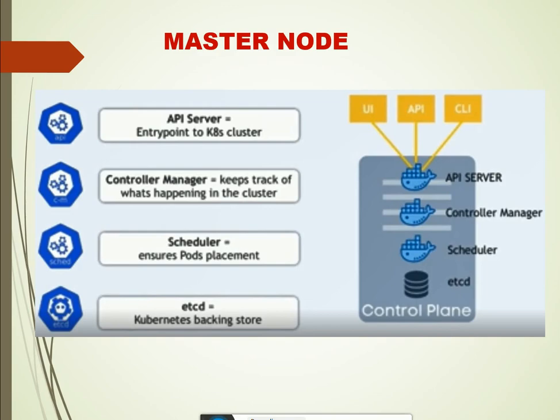Next is scheduler. Ensure the pods placement. And the next is etcd, that is Kubernetes backing store. It can store all the things related to Kubernetes for the backup point of view. So this is about the master node.